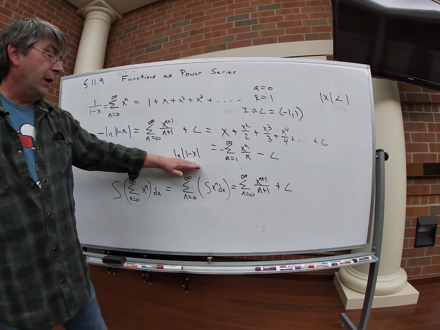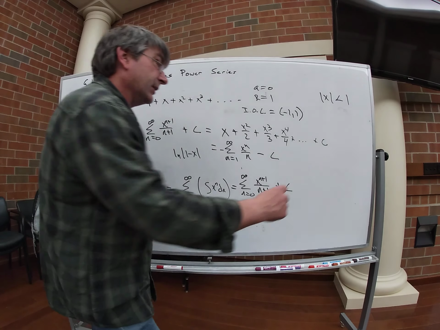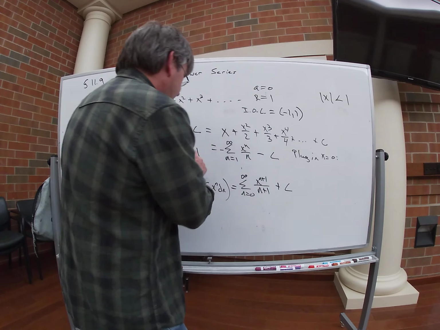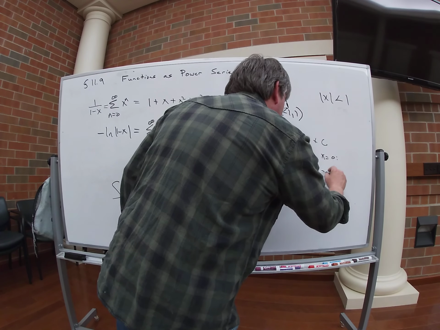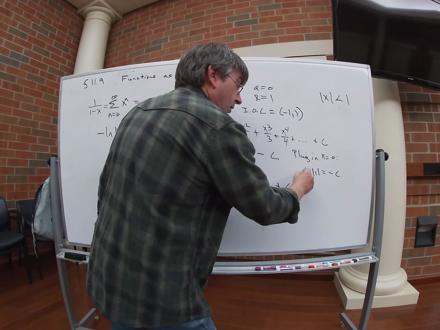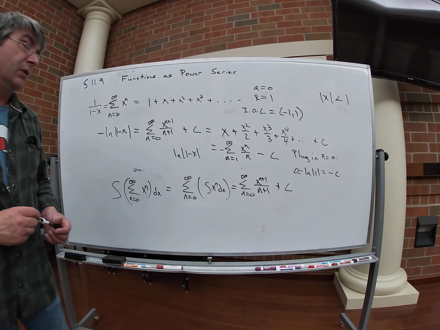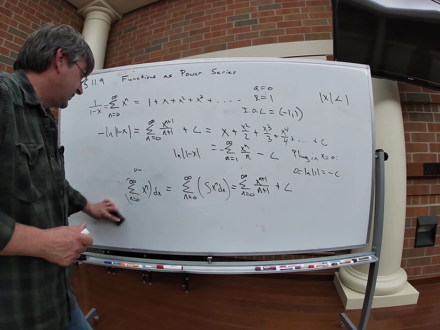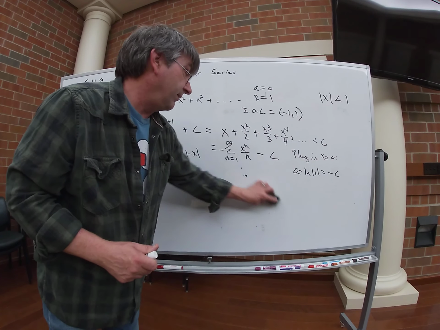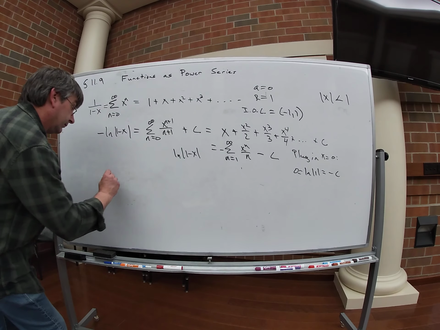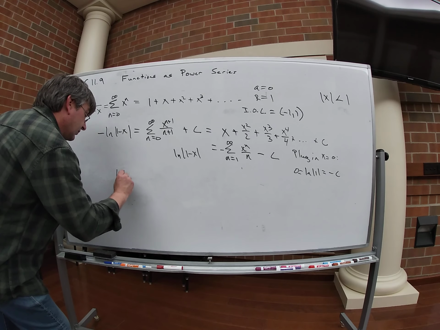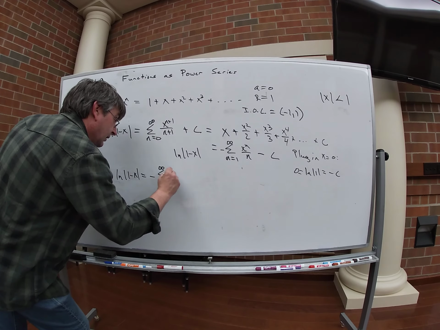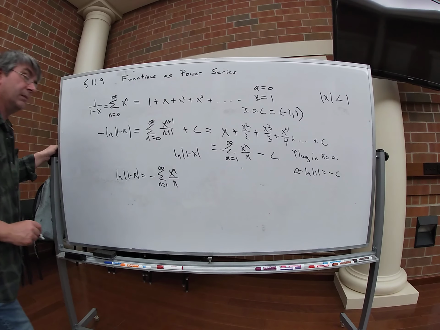And plugging in 0 in here, I get natural log of 1. Right? So plug in 0. We get natural log of 1 is equal to negative c, but the natural log of 1 is 0, so my c is 0. So the log of the absolute value of 1 minus x is negative the sum n equal 1 to infinity of x to the n over n.